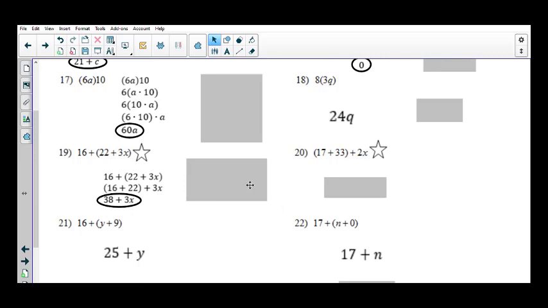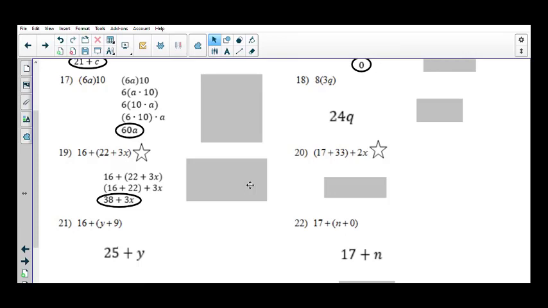I cannot add 38 and 3x together. They are not like terms. And if you're like, whoa, what are you talking about, Mrs. Garcia? We haven't talked about what like terms are yet. But they're not like terms. We cannot combine them. So leave your answer as 38 plus 3x or 3x plus 38.